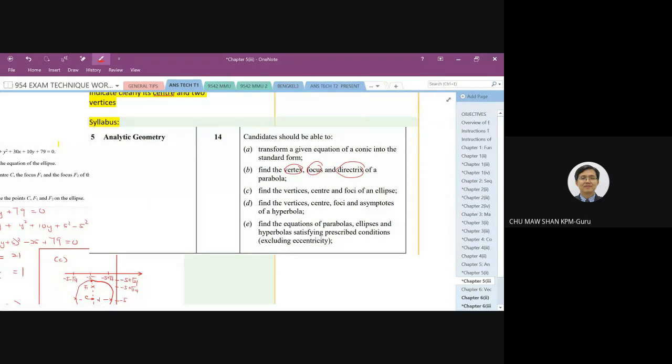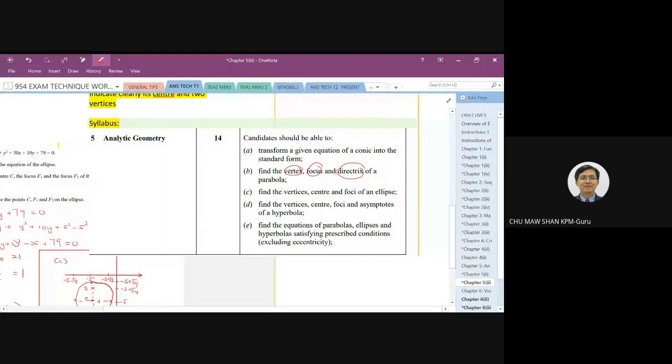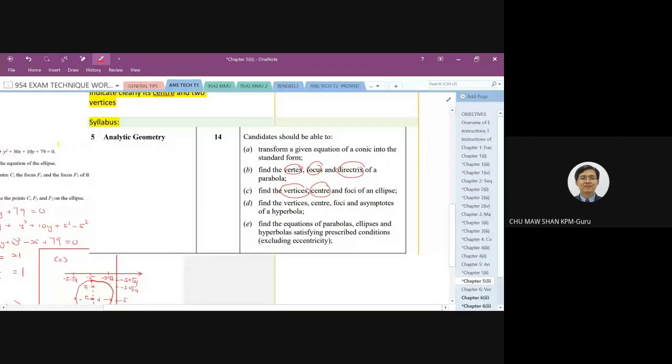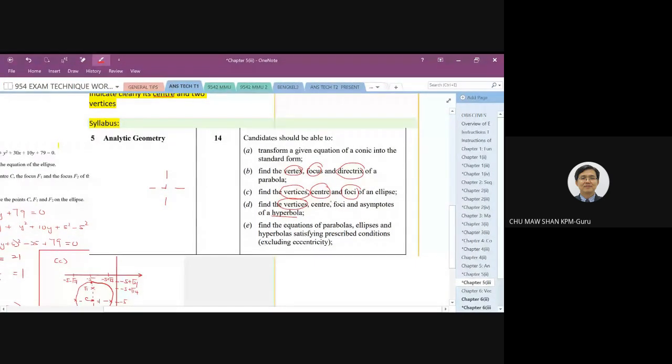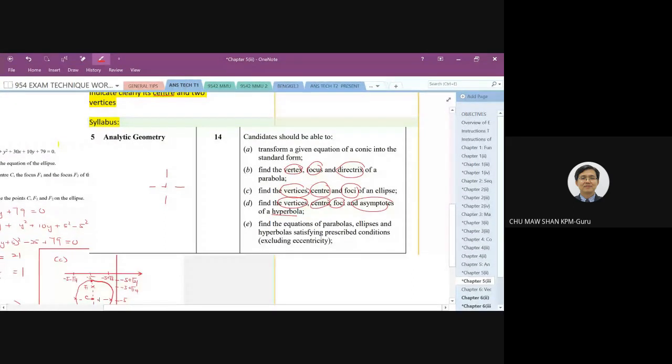Itu saja. Axis of symmetry sebenarnya perlu juga. Kerana axis of symmetry you learn in form 5 mah. Untuk ellipse, dia mau vertices, dia mau center, dia mau foci. The vertical axis and the horizontal axis or major or minor axis perlu tak? Perlu. For hyperbola, yang dia mau vertices, center, foci, asymptote.